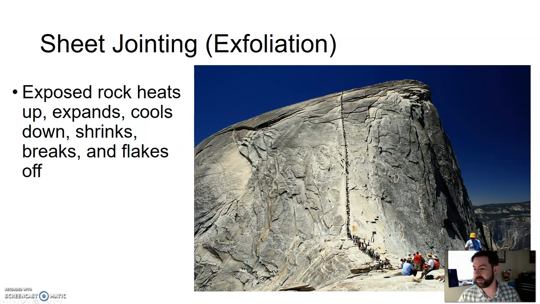In any case, this is a good example of sheet jointing exfoliation, a physical process where rocks are being broken off because the rock itself is expanding and contracting, expanding and contracting. When it does, pieces break off.